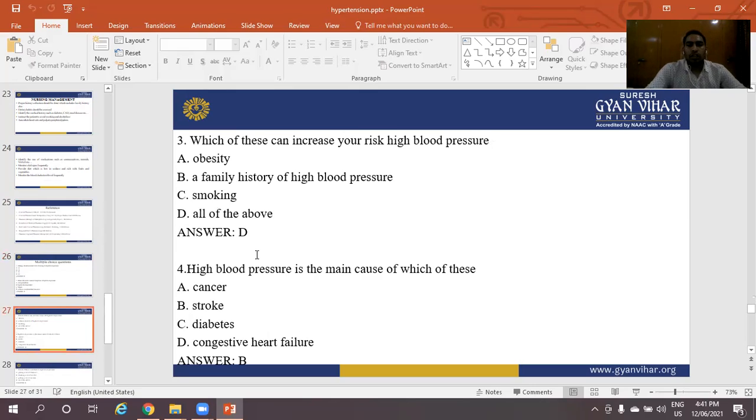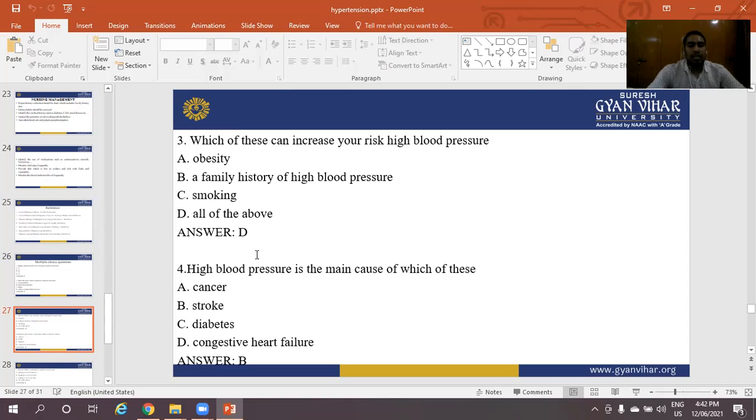Third question: which of these can increase your risk of high blood pressure? Option A is obesity. Option B is a family history of high blood pressure. Option C is smoking. Option D is all of the above. The right answer is all of the above, because obesity, family history, and smoking all increase the risk of high blood pressure.